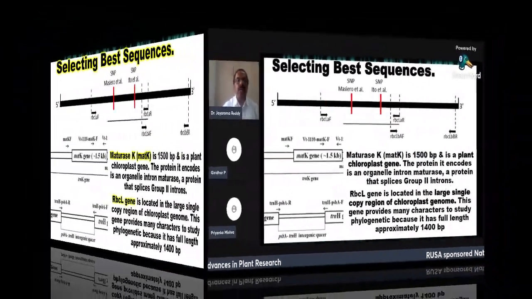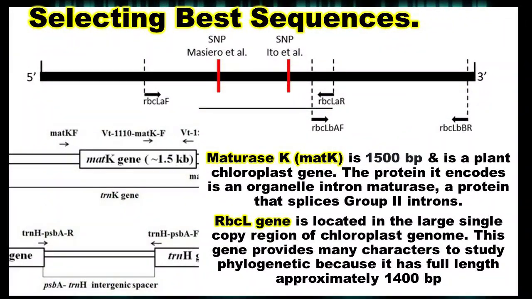Now, these are the genes that I mentioned. One is matK. matK is maturase K, which is about 1,500 base pairs in the plant chloroplast gene. It encodes an organelle intron maturase, a protein that splices group 2 introns. That is the job of this gene, and this gene is unique to a particular species. We did not come to this conclusion all of a sudden. Over a lot of time, people have worked and come to this conclusion. As of now, this is one of the best genes.